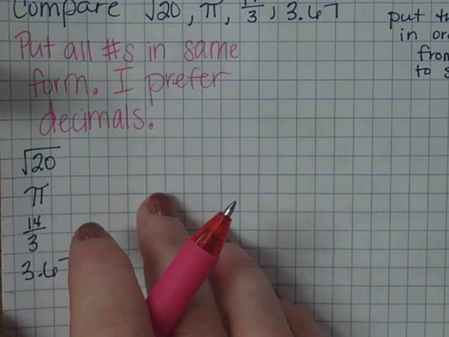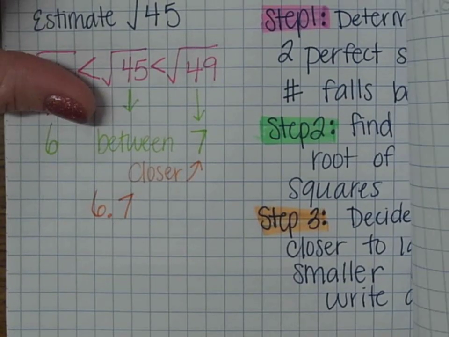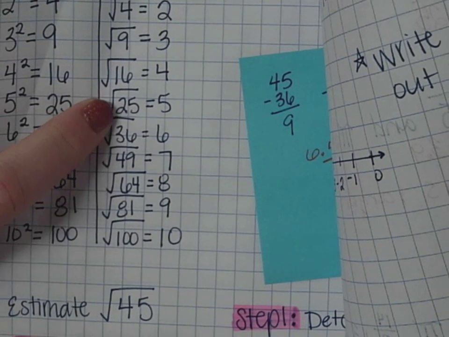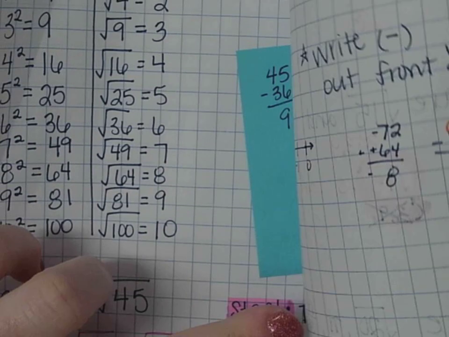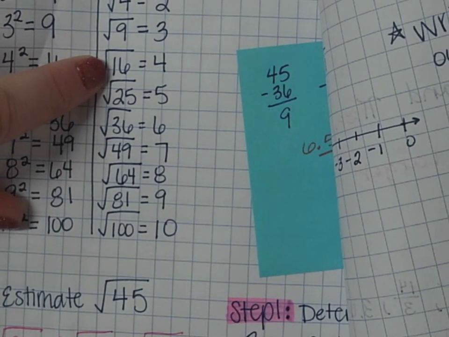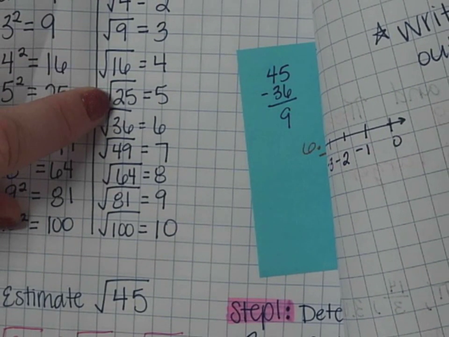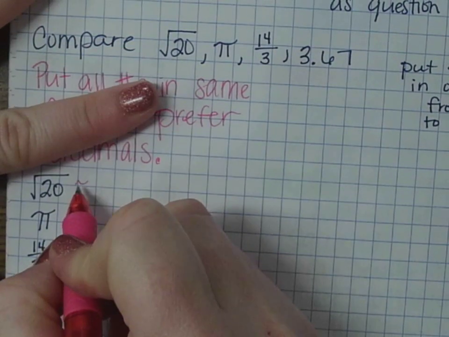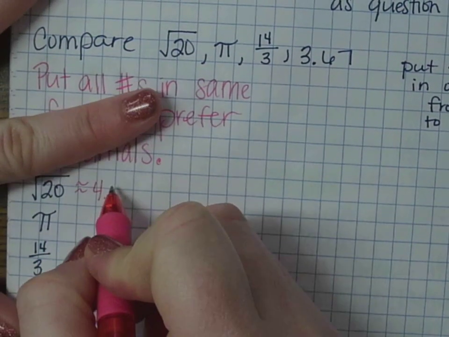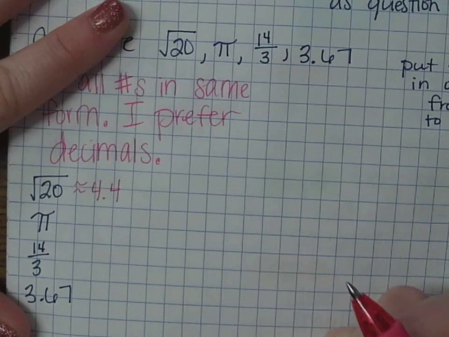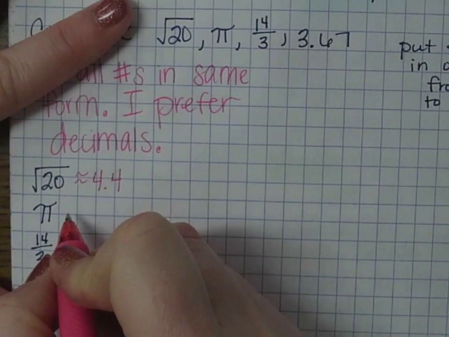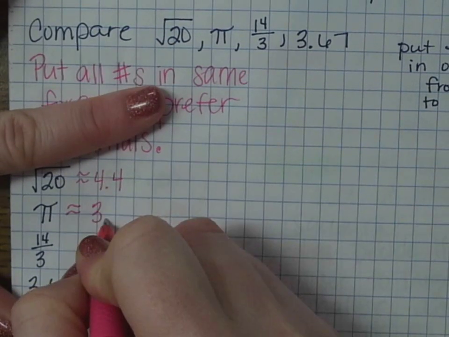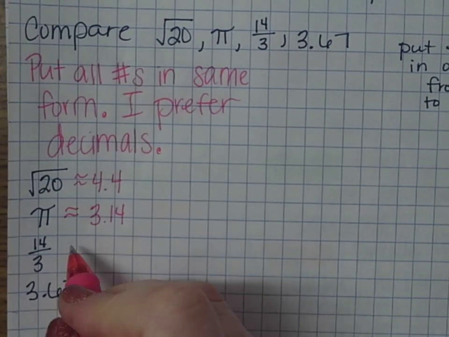So if I have the square root of 20, we know the square root of 20 is between 16 and 25. It's 4 away from 16 and 5 away from 25, so it's a little bit closer to 4. So I'll say maybe 4.4. Pi is 3.14. And then 14 thirds.